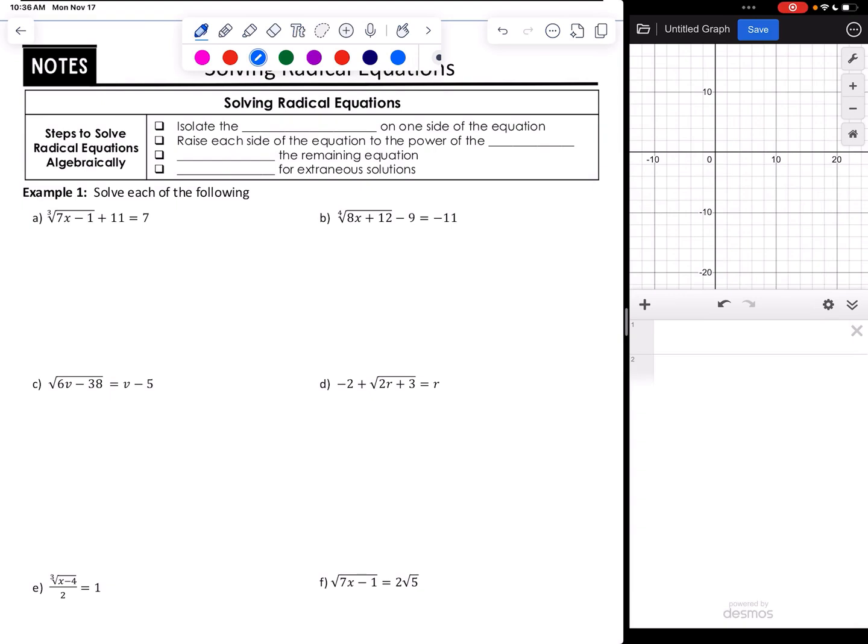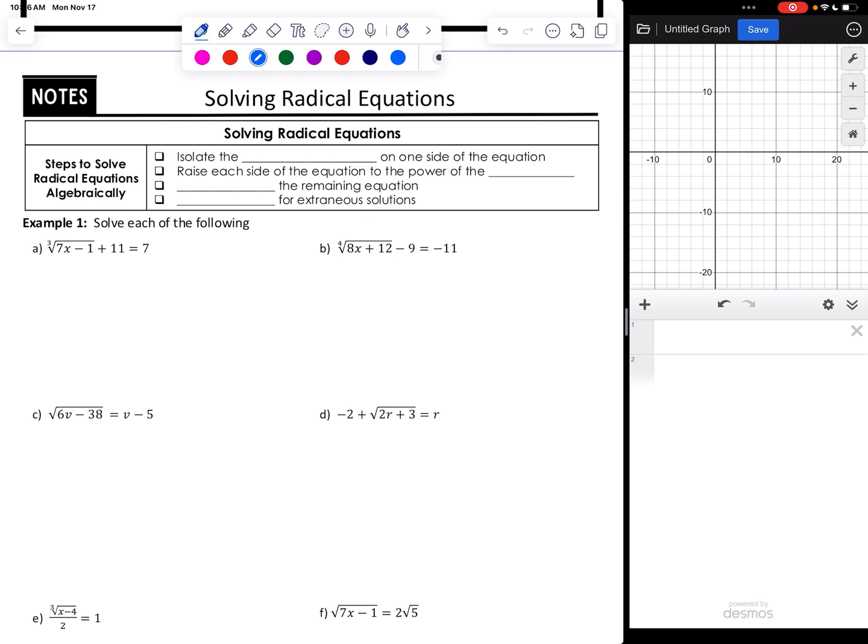In today's lesson, we will be exploring how to solve radical equations. Before we actually get into the solving, let's look at a few steps we can follow to solve different types of radical equations. So step one, you want to isolate the radical on one side of the equation.